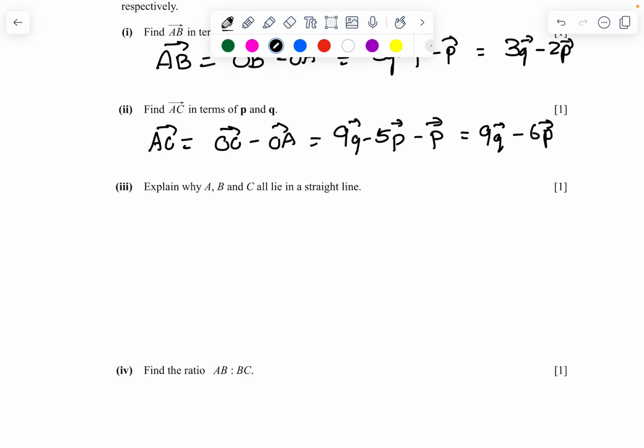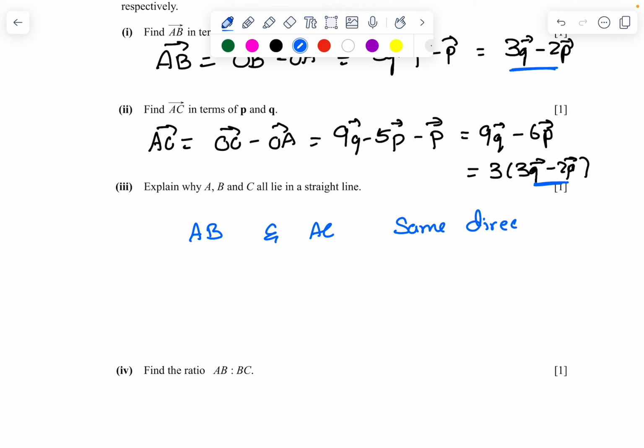Explain why ABC are in a straight line. This can also be written as 3 times of 3Q minus 2P. We can see that they are in the same direction. AB and AC are in the same direction. They are in the same direction and start from the same point, so they have the same starting point.